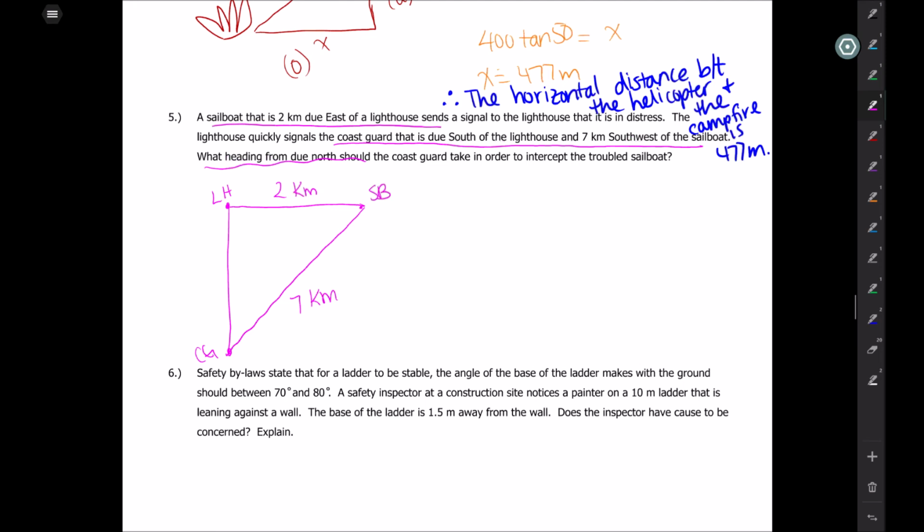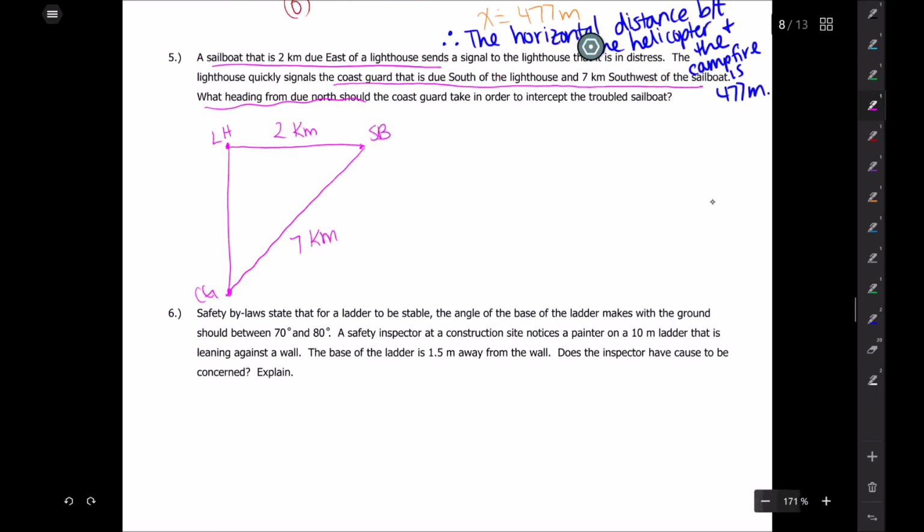What heading from due north should the Coast Guard take in order to intercept the troubled sailboat? Since we're trying to find the heading from due north, right here, this is north, this is the angle that I want to figure out. So to figure this out, I know that the 2 is the opposite from this angle, and I know that the 7 is the adjacent. So using SOHCAHTOA again, I know that I'm going to use tangent because tangent uses opposite and adjacent.